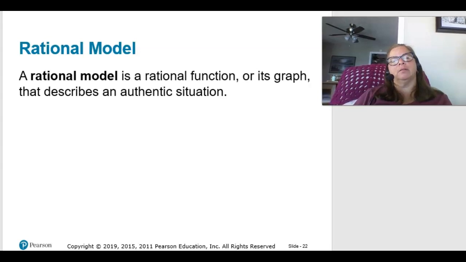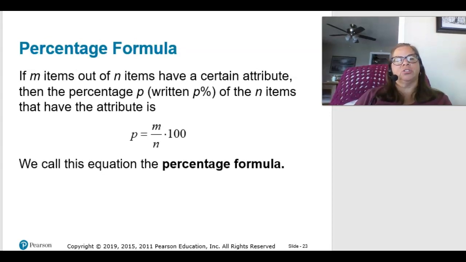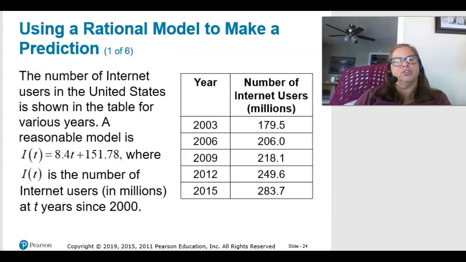A rational model is one where we want to take two functions and divide them in order to find a ratio. So looking at an authentic description, we oftentimes want to find the percentage of something. So how many of something in P is going to be the percent. When we do percentage, you divide m divided by n, or two functions, but then you multiply your answer by 100. So let's take a look.